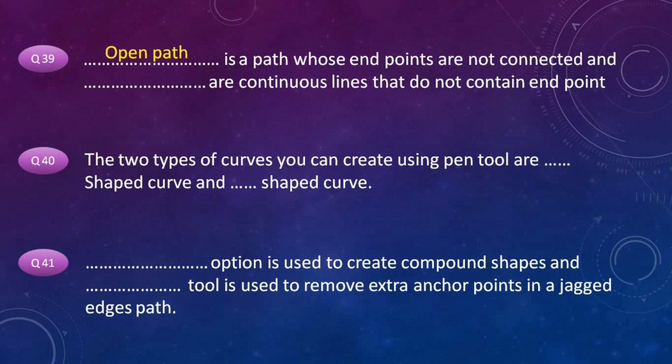Open path is a path whose endpoints are not connected, and closed path are continuous lines that do not contain endpoint. The two types of curves you can create using pen tool are C-shaped curve and S-shaped curve. Pathfinder option is used to create compound shapes, and smooth tool is used to remove extra anchor points in a jagged edges path.